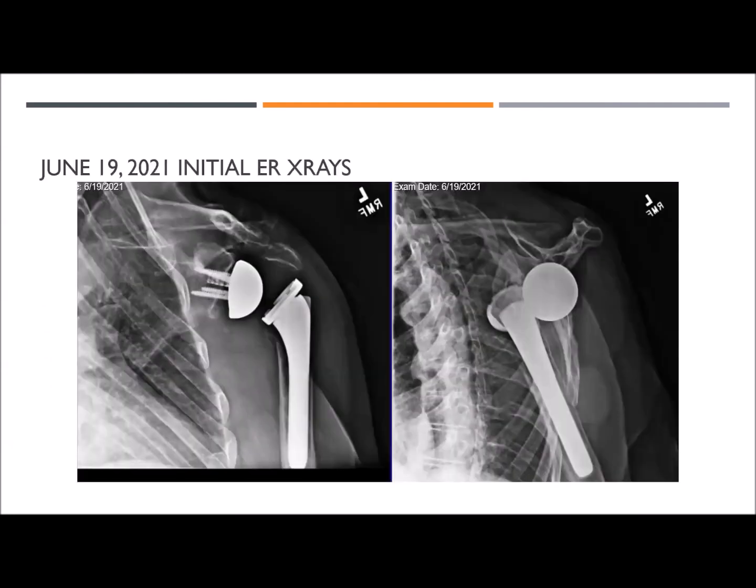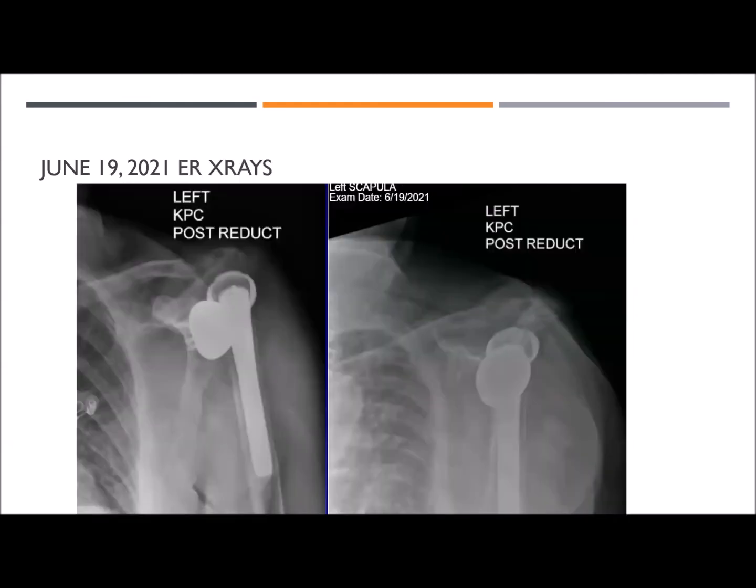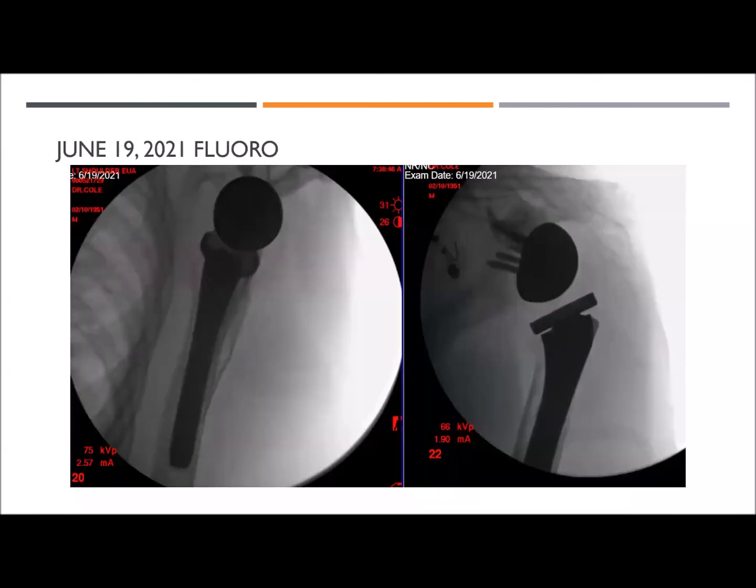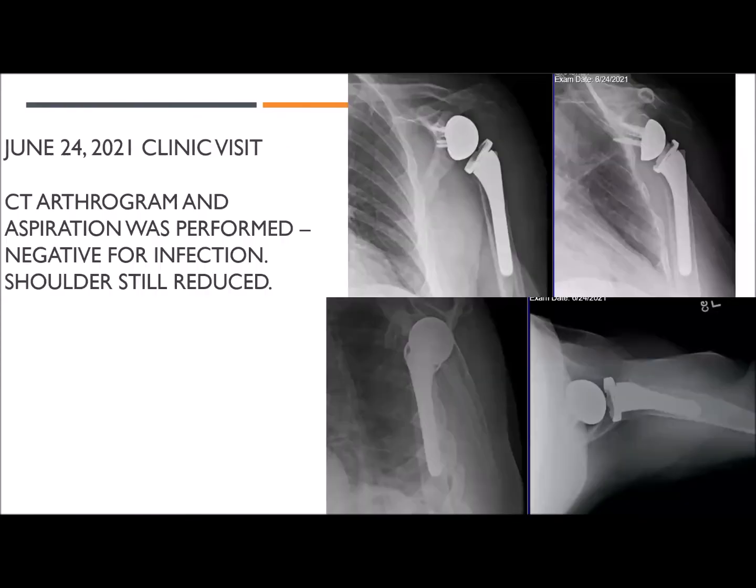So these are the x-rays from that June 19th ER visit. You can see, obviously the prosthesis is dislocated. Sometimes people say it's dislocated, but it's really not, but this is one of those cases where it was. So you can go to the next one. The ER post-reduction, still dislocated. So next. Obviously these are the fluoro views. So the doctor took him back to the OR under general anesthesia, was able to reduce it. So then next. So these are the x-rays when he came back to our office.